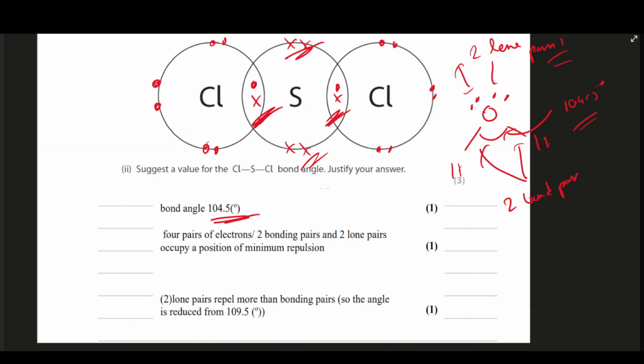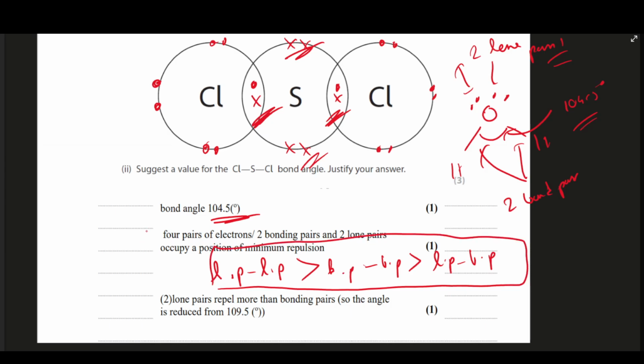And we also know another thing, that lone pair-lone pair repulsion is greater than lone pair-bond pair repulsion, which is also greater than bond pair-bond pair repulsion. So these are the two things that you need to write. First of all, you need to suggest the angle, and then you need to say why you chose this and why you think this happens. Because of the two lone pairs, you are going to show this trend, and then you are going to argue that since lone pairs repel more than bonding pairs, the angle will get reduced from 109.5 to 104.5.